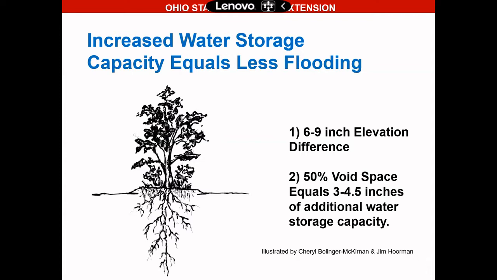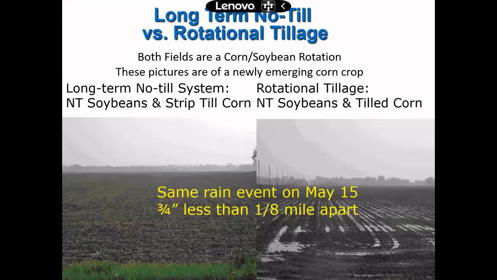Remember when I said that every 1% of organic matter by weight takes up 5% by volume? We used to have 5 to 6% organic matter, and now we're down somewhere between 2 and maybe 3%. So we've lost a tremendous volume in our soil. If you look at that 6 to 9 inches of elevation, and 50% of that was void space, that means we've lost anywhere from 3 to 4.5 inches of additional water storage in that soil profile.